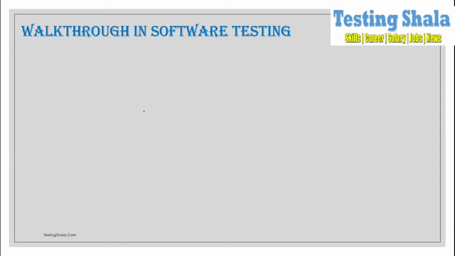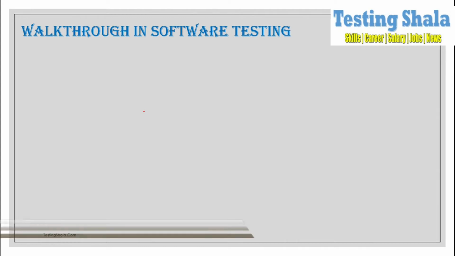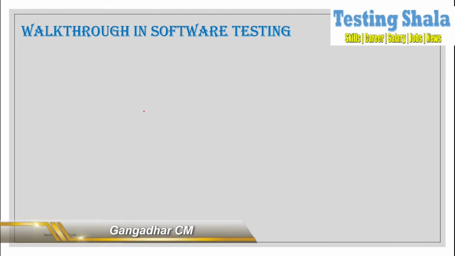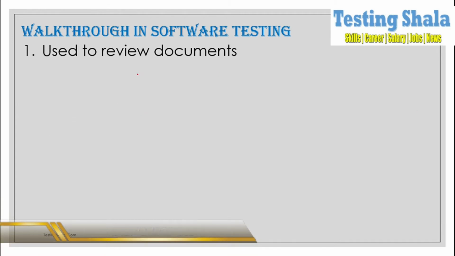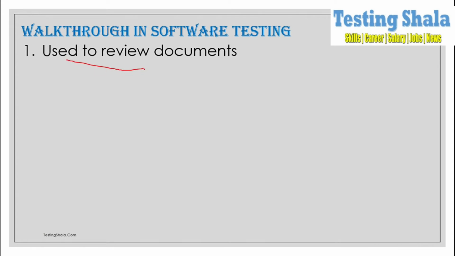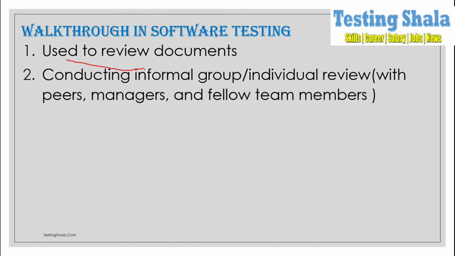What is walkthrough in software testing? The walkthrough is a mechanism or a technique which we normally use to review the documents or the test deliverables. Normally, walkthrough will be used to review your test strategy, test plan, test scenarios, test cases, along with the other stakeholders just to get the right feedback before we execute those test deliverables.